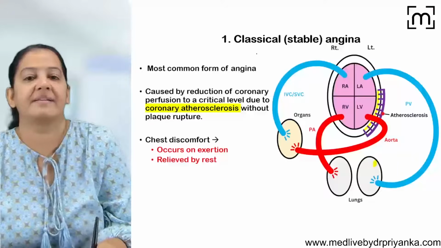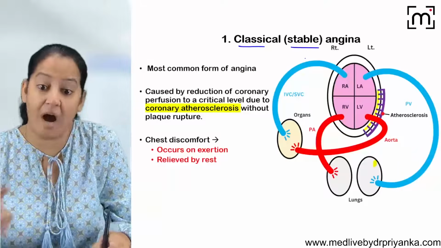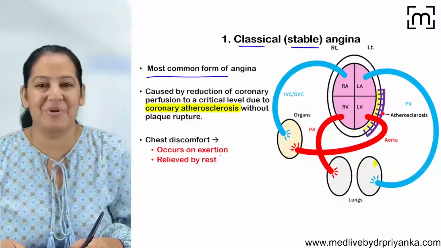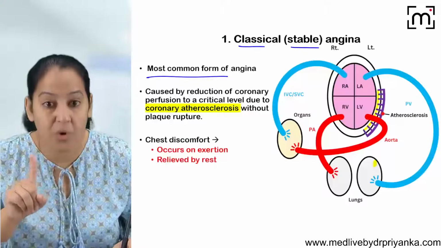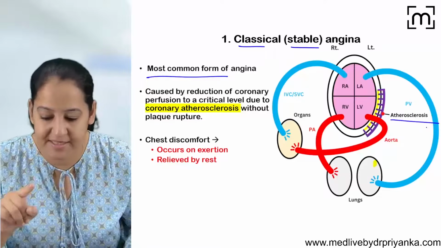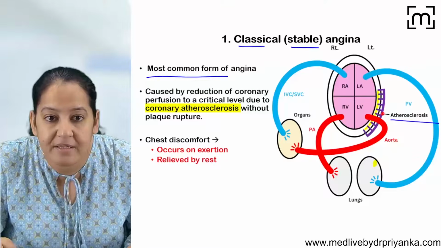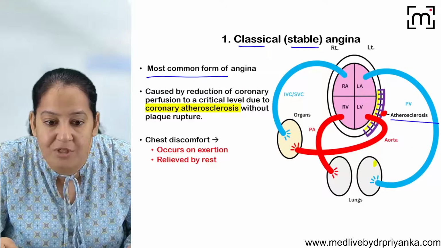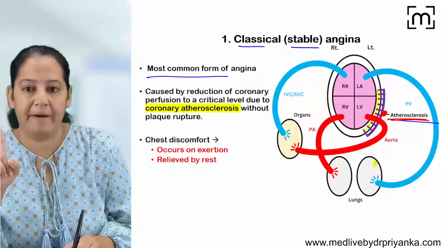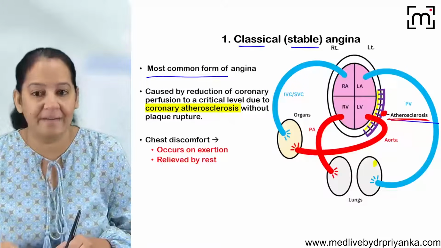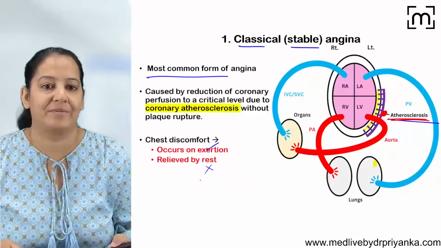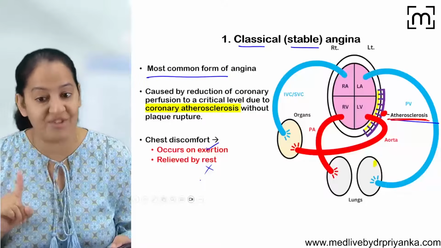So first angina is classical angina, also known as stable angina. Among the three types of angina, it is the most common one, as I told you. Here, the main cause is atherosclerosis in the coronary. Can you see this coronary? Can you see the obstruction in the coronary is caused by atherosclerotic plaque? Here, the most important thing you have to understand: the patient has chest discomfort only on exertion, not on rest.